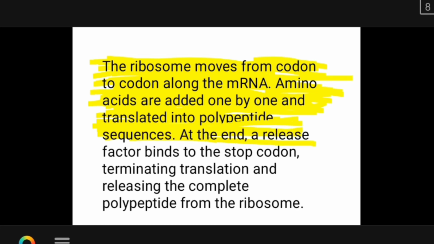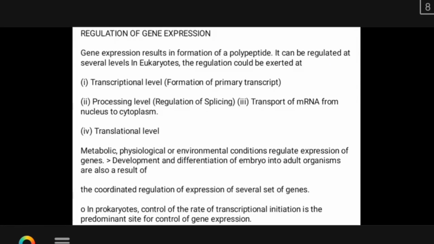At the end, a release factor binds to the stop codon, terminating translation and releasing the complete polypeptide from the ribosome. So this is the last step. Regulation of gene expression.